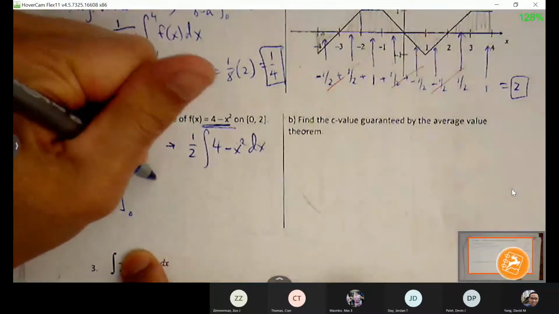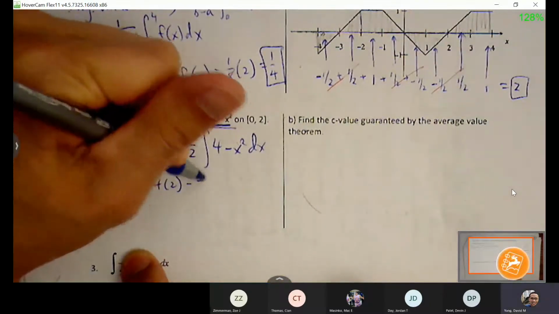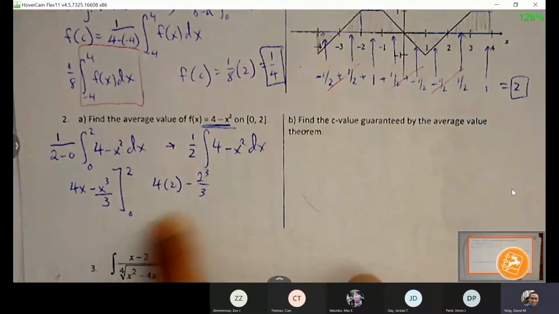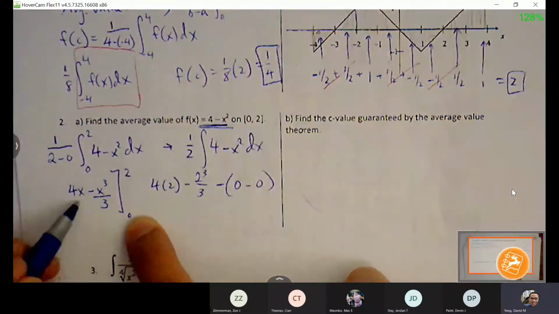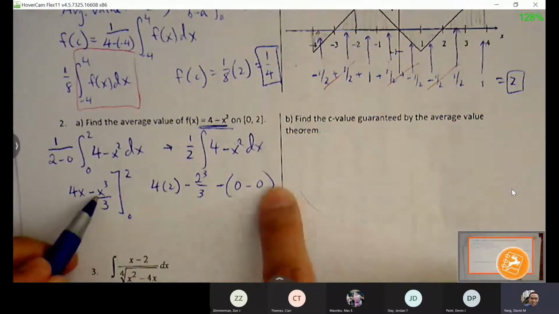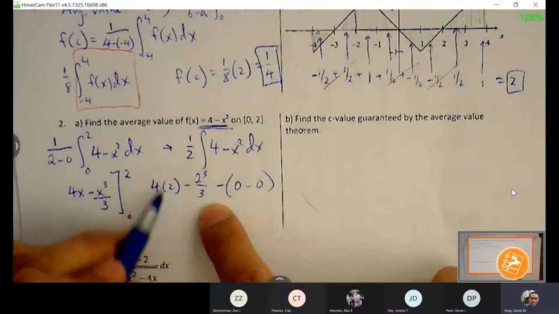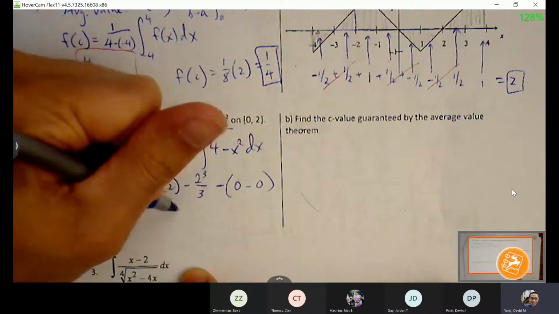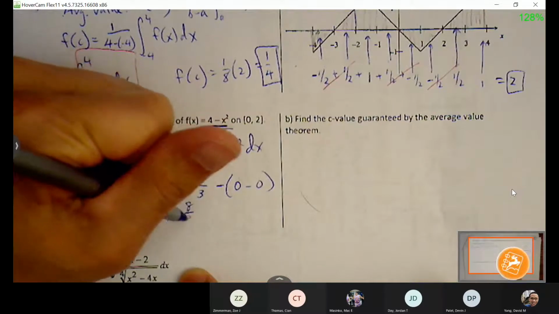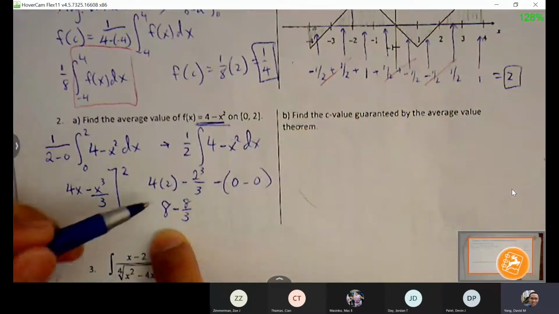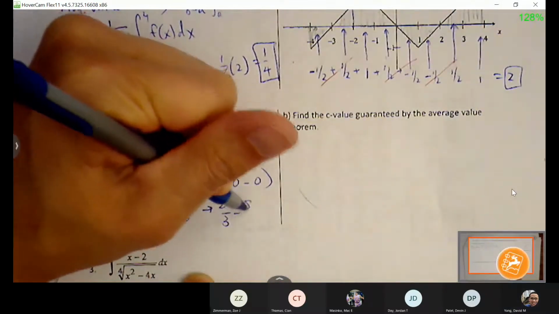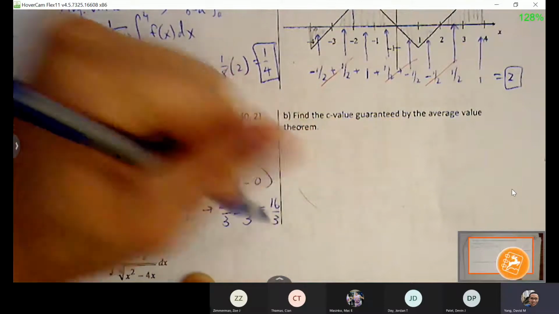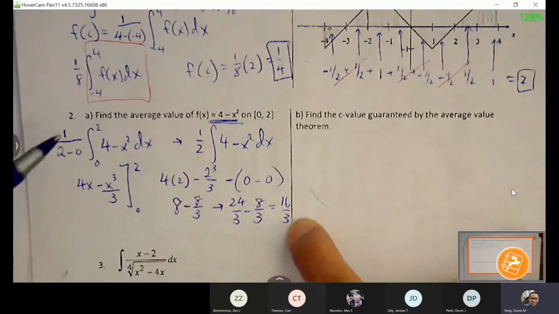Upper bound first. Okay. Minus lower bound. If I plug 0 in for x, I'm going to get 4 times 0 and 0 cubed over 3, which is 0. So this is kind of like my area portion here. 8 minus 8/3. If I find common denominator, this is really 24 over 3 minus 8 over 3, which is 16 over 3. That's my area, or my definite integral.